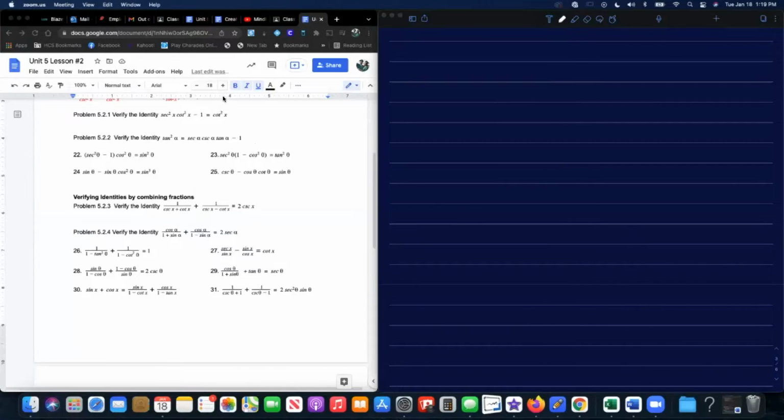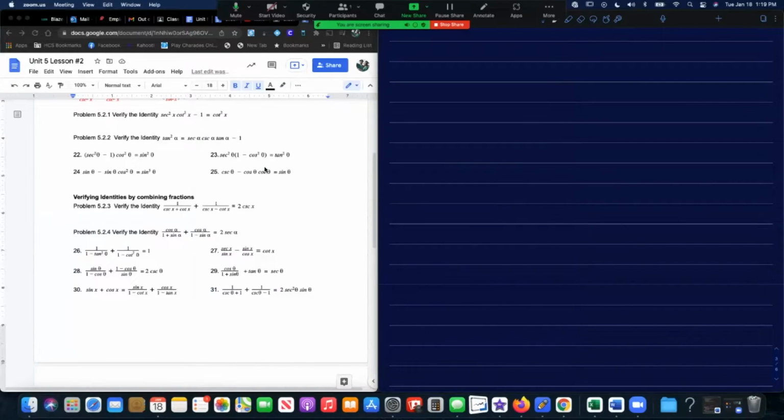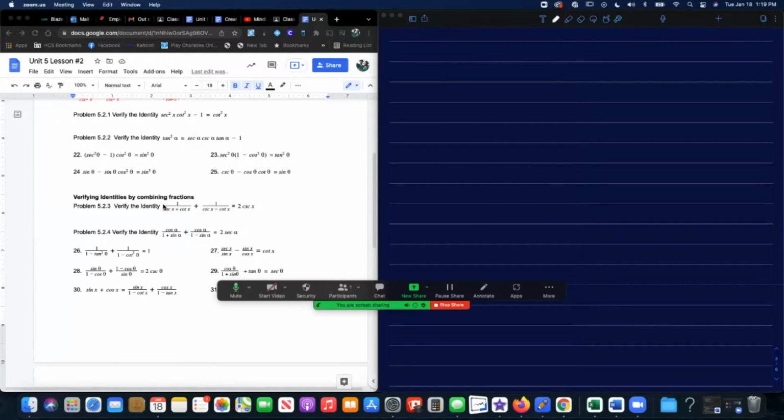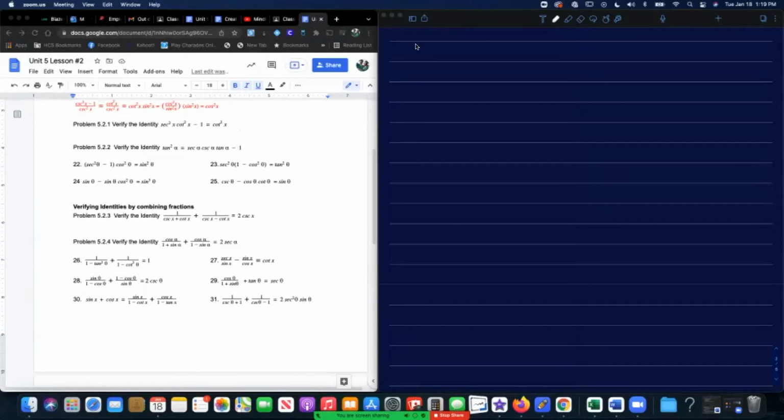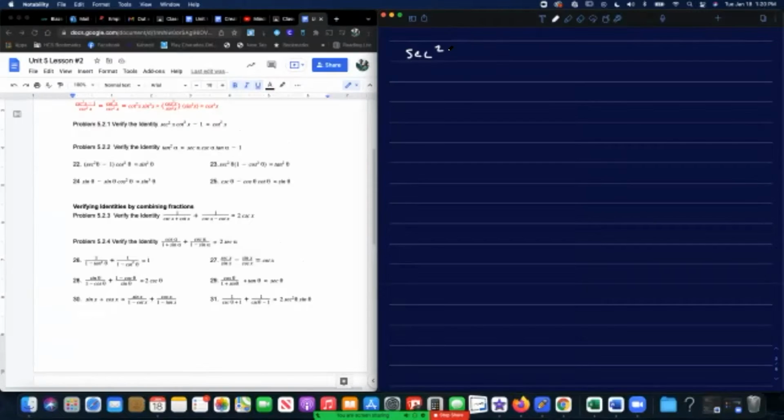All right, guys, so you'll remember your job is to get through the numbered problems. So I'm actually going to cover the main problems here just to make sure we're all on the same page. So let's take a look at problem 521. So we've got that secant squared x cotangent squared x minus 1 is equal to cotangent squared of x. So once again, if we've already done this problem, I'm sorry, but I can't remember exactly what we did. So let's walk through this.